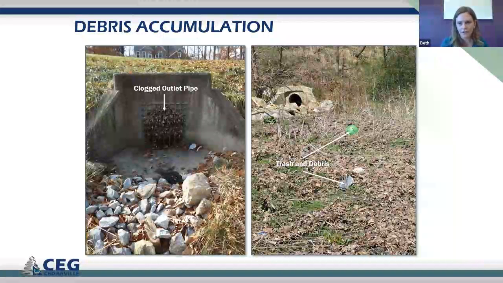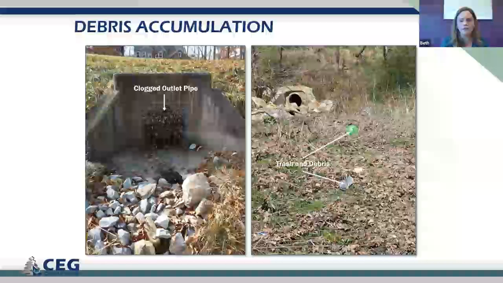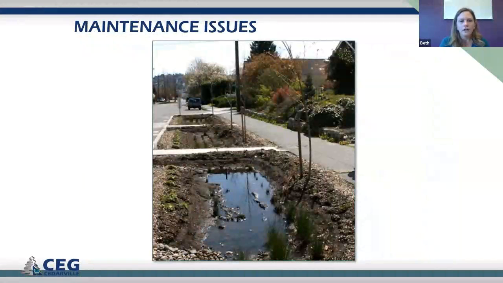Debris accumulation. Here we have a clogged outlet pipe, so it's going to cause the water to back up somewhere. That's not good. And then we have trash and debris in a basin, which will eventually either enter the streams or clog something it shouldn't and cause a backup.